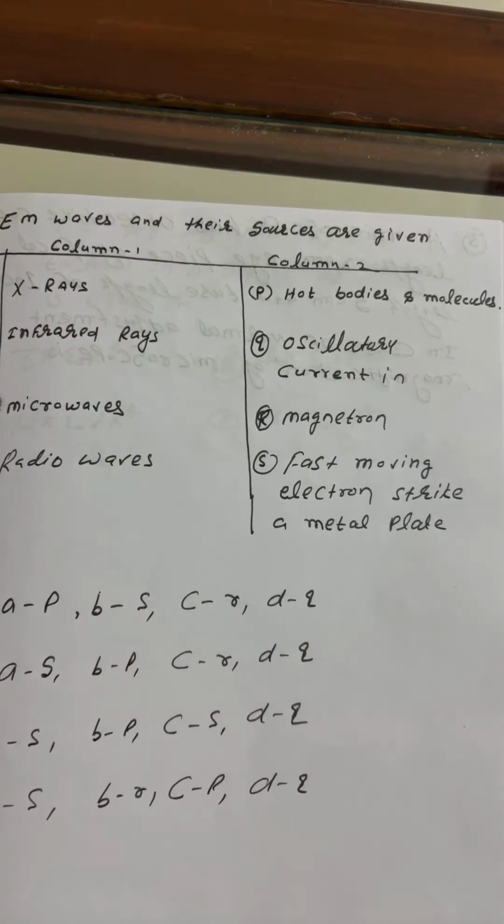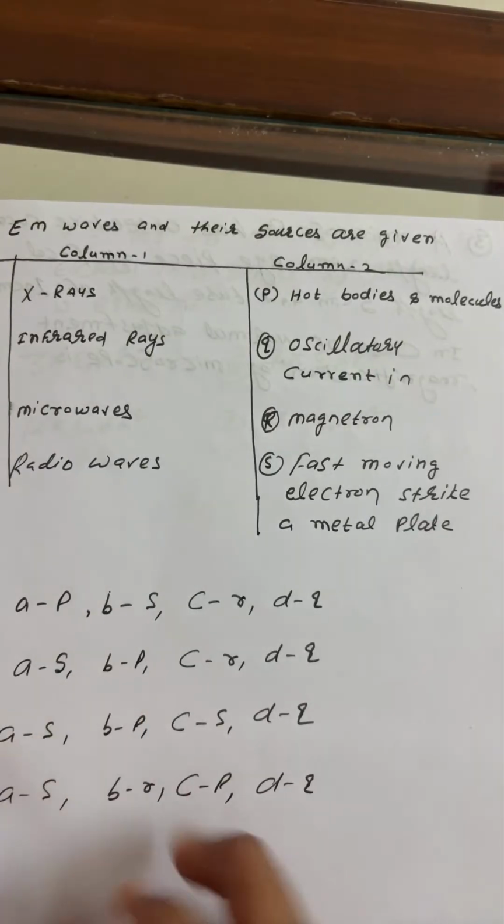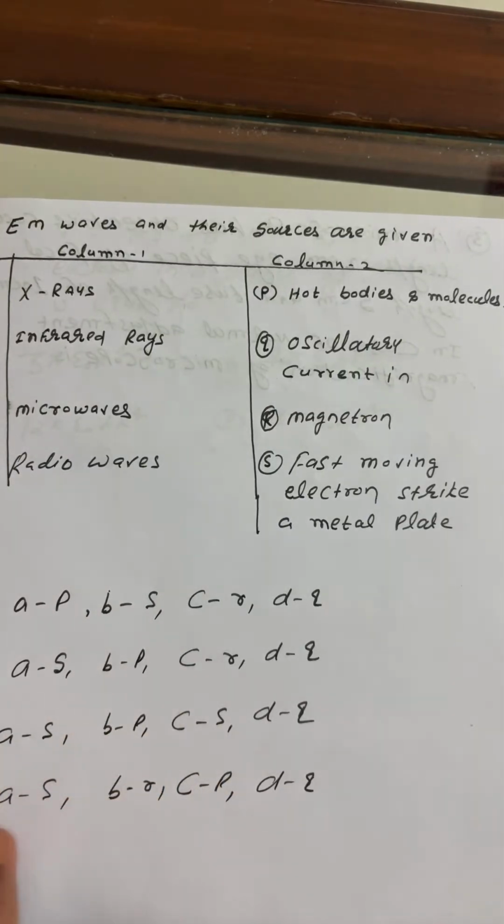Now infrared. What is it? Infrared is what I know in hot bodies. Infrared is designed for hot bodies, so B for P. Again, these two are common, so option four is out.